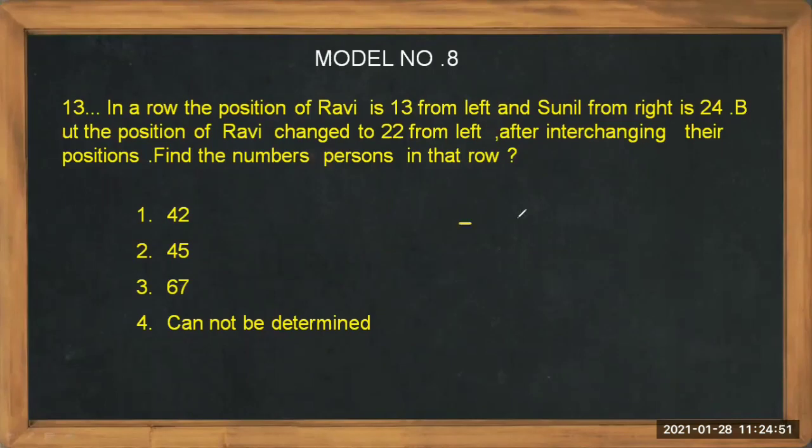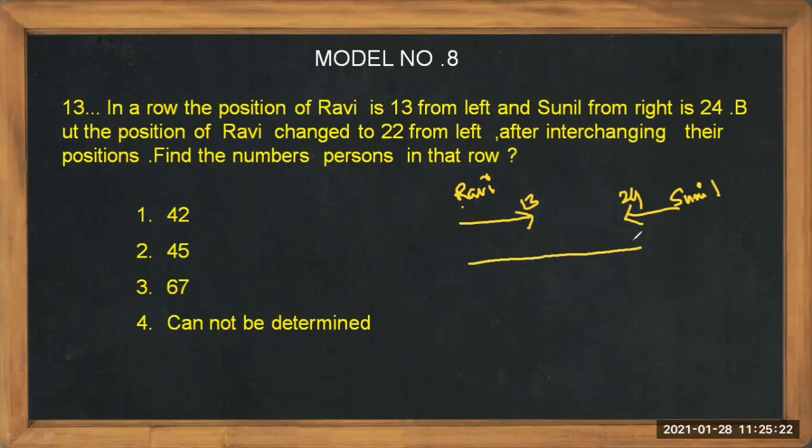So let's try the first, Ravi's position and Sunil's position. Ravi's position from the left is 13. This is Ravi's position. Now Sunil's position from the right is 24. This is Sunil's position. Now, the position of Ravi changed to 22 from the left after interchanging their positions. Whenever Ravi goes to Sunil's place, Sunil goes to Ravi's place.